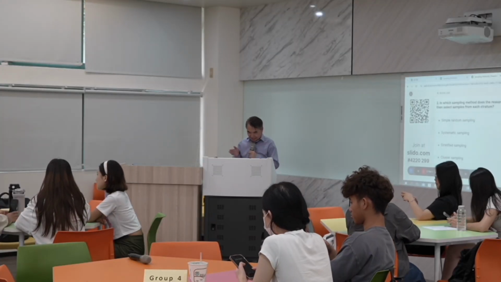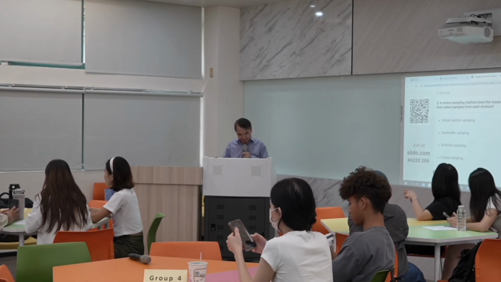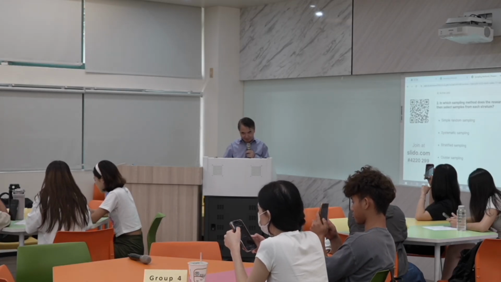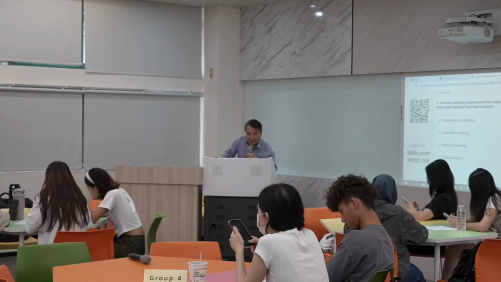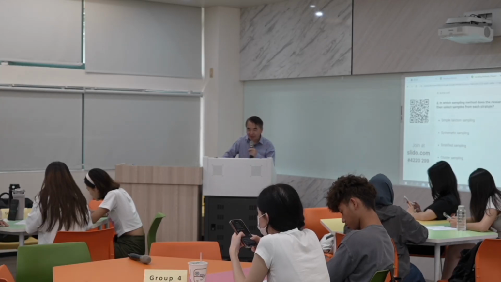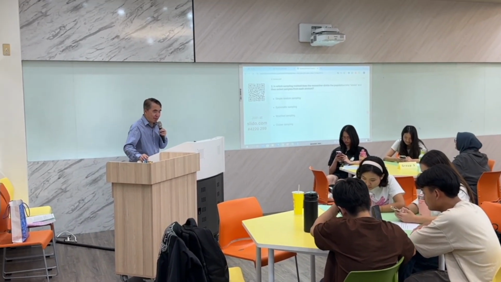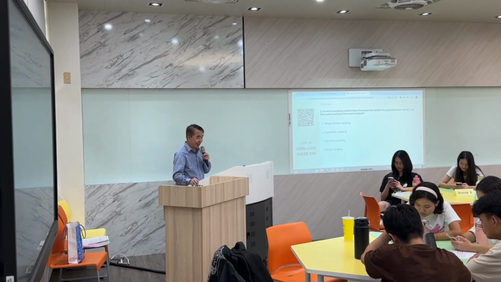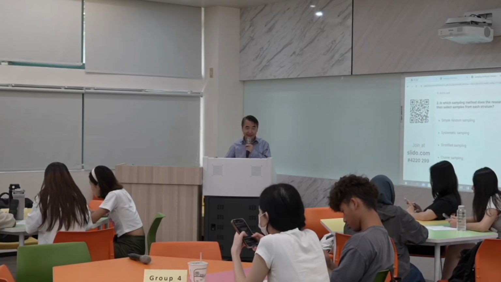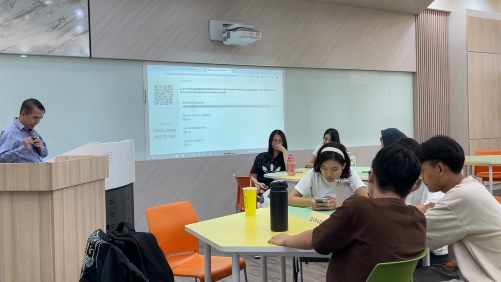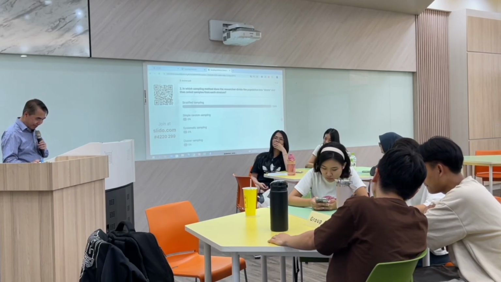Please take a look at the new quiz on the screen and continue using the Slido system to respond. Number two: in which sampling method does the researcher divide the population into strata and then select samples from each stratum? Okay, the correct answer is stratified sampling.